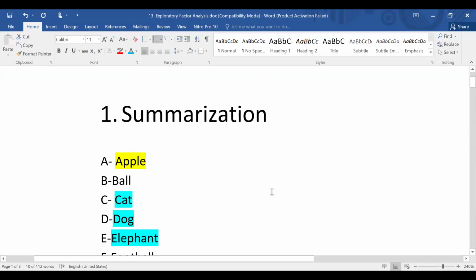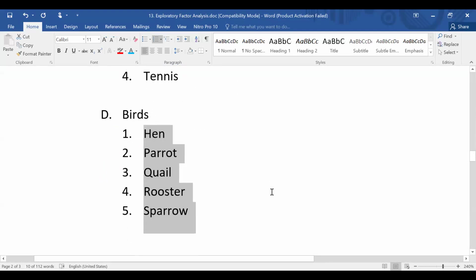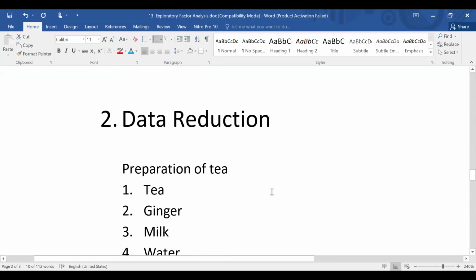Summarization means you can understand what should be the name of that particular group. The second is the data reduction. There are two purposes of the factor analysis. One is data reduction and summarization.